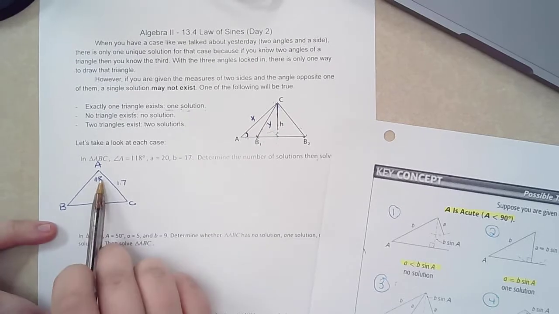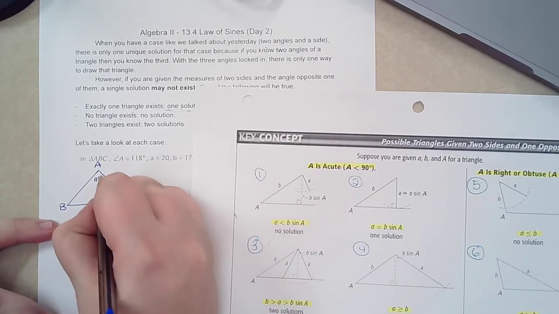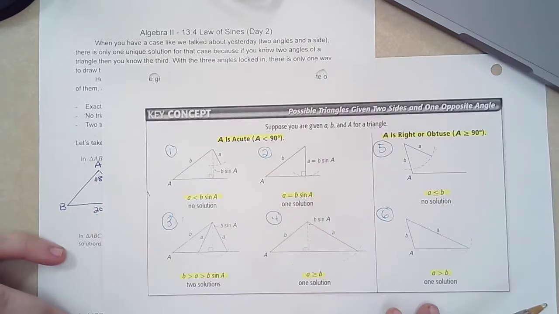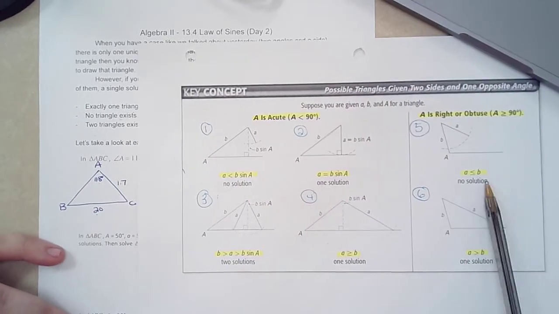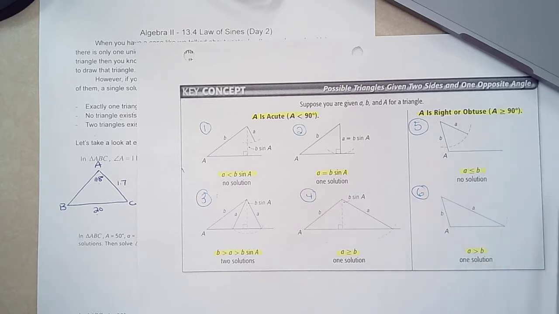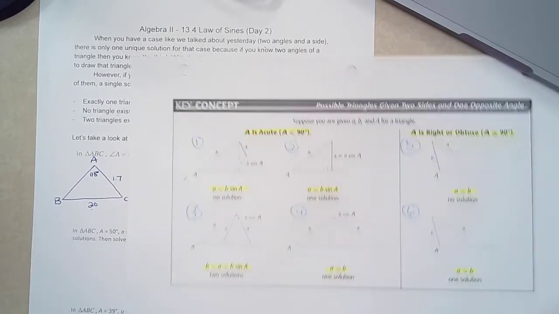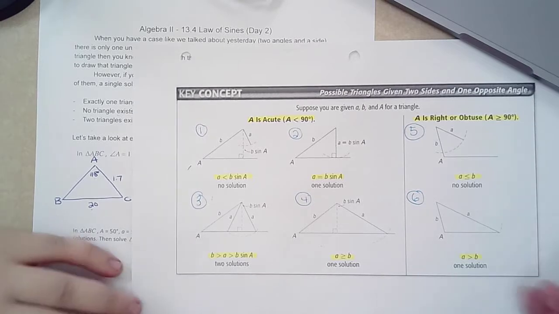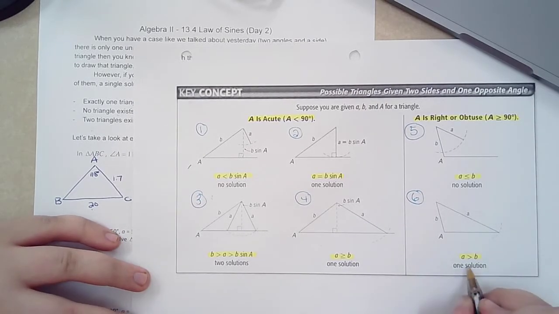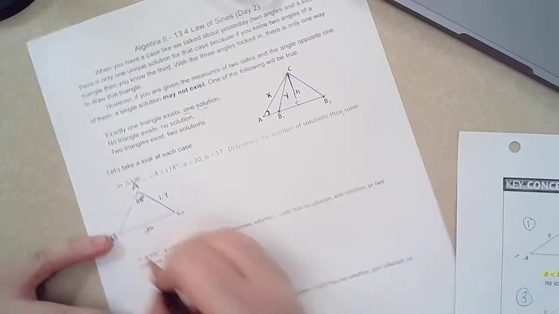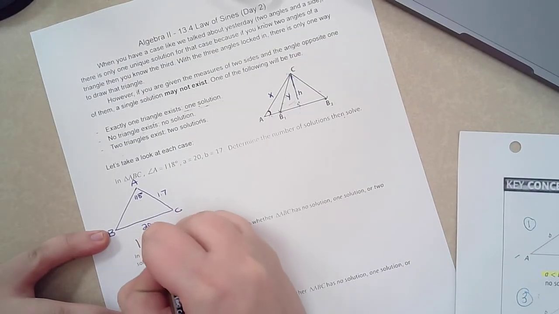So what about this first one? Well, let's use what we know. 118 degrees is our obtuse angle, so we go over here and we use this side. Now we have to compare a and b. So a is 20, b is 17. So if a is greater than b, which triangle is that? Well, it's clearly the one solution triangle. So I'm going to go back here and I'm going to write down one solution.